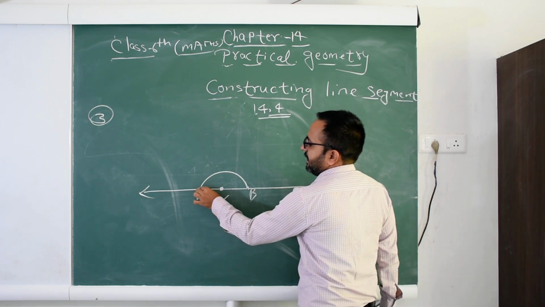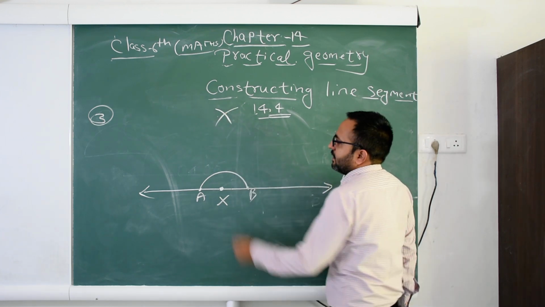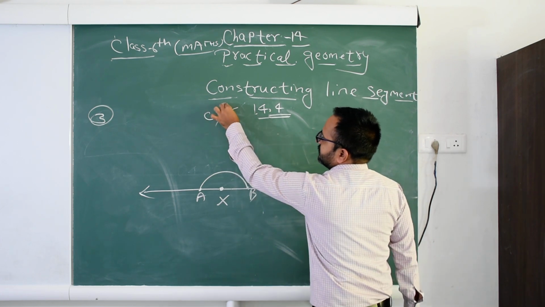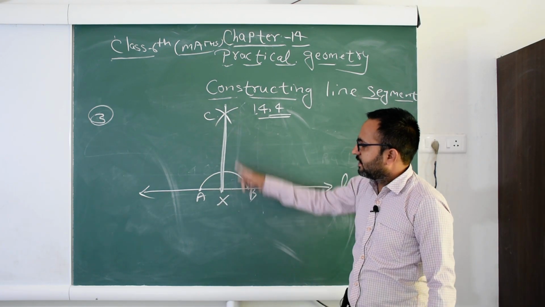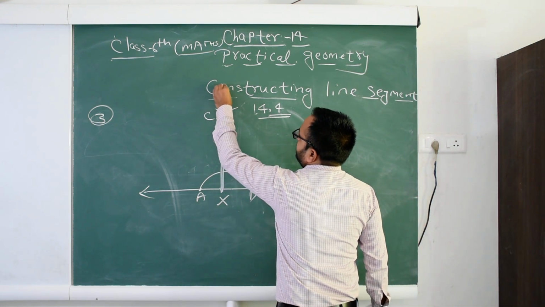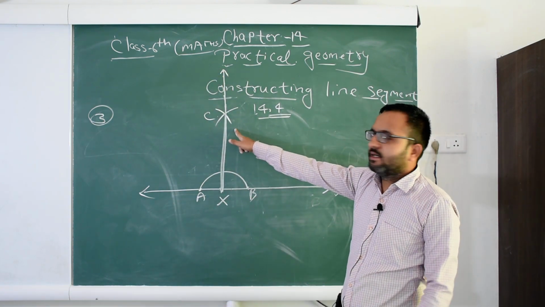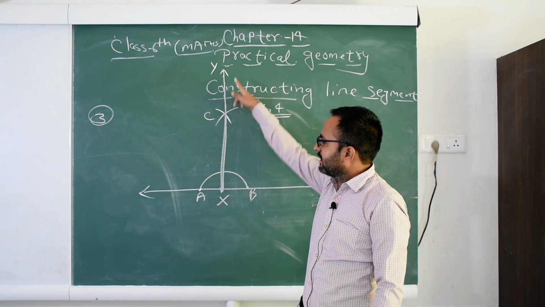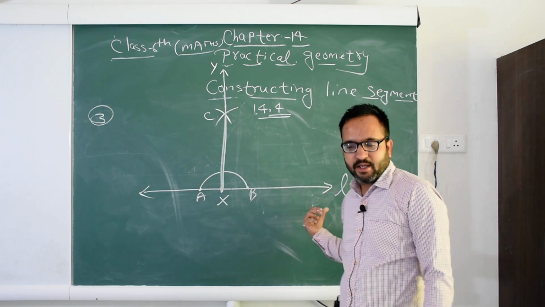Now A is the center, we cut an arc here, and with B as the center, cut an arc here, and we give it the point C. Now join X and C. So this is the required perpendicular. Now we extend it through C and give the point Y. So XY is perpendicular to line L.